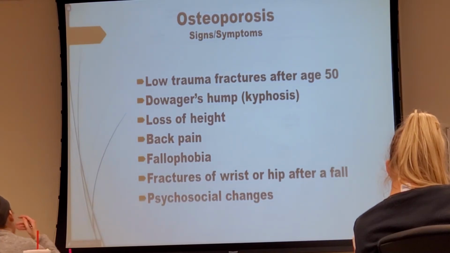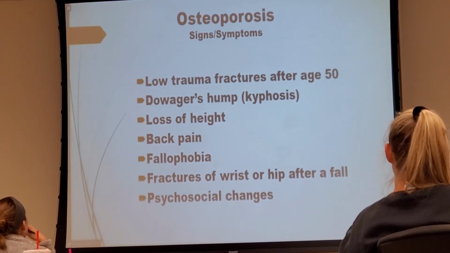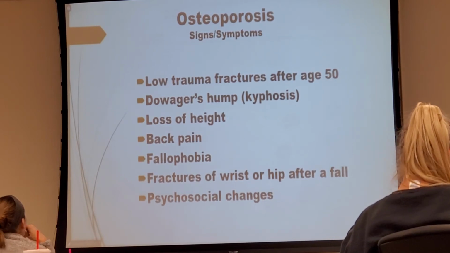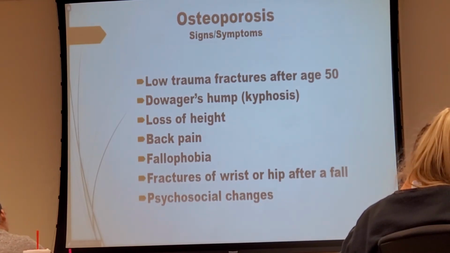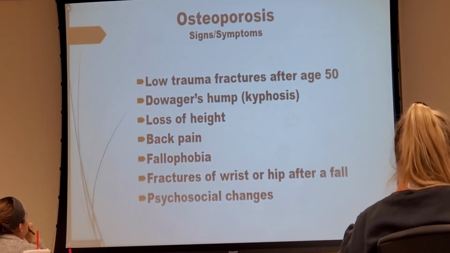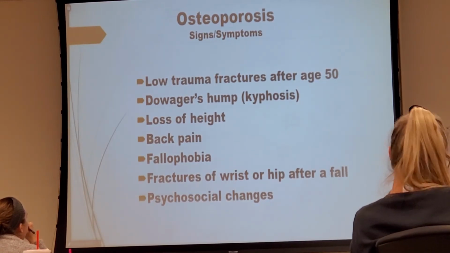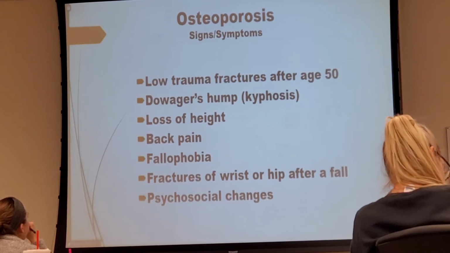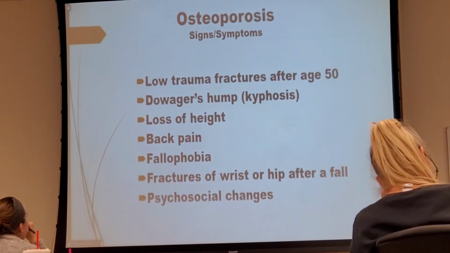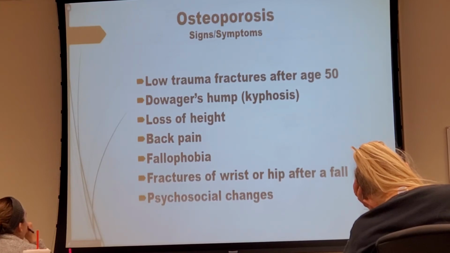We'll touch a little bit on Dowager's hump or kyphosis. And there's a good visual, if you don't know what that is, in your book, page 1018, has a little picture that shows you as a person ages what that might look like. Clients may experience a loss in height. They may have back pain, especially with movement, which is suggestive of little fractures in their vertebrae from them being weakened. And then often clients will self-restrict movement because they're having that pain in their back.